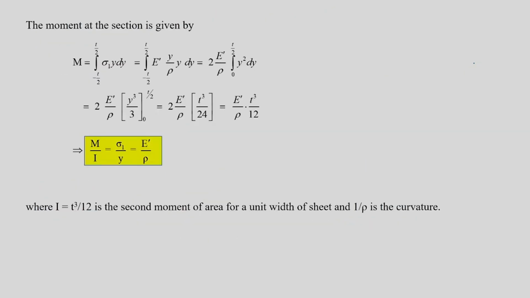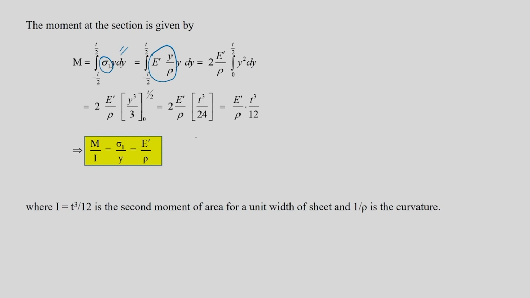So we need to get that moment, and the general equation we already discussed: integral from minus T by 2 to T by 2 of sigma 1 y dy. I was hinting at what will happen to sigma 1 in this particular case. Sigma 1 is nothing but E dash into y by rho, which we just discussed. E dash by rho will come out because they are constants. And minus T by 2 to T by 2 you can take as 0 to T by 2 into 2 because it is symmetric in nature. So, 2 into E dash by rho integral 0 to T by 2 y square dy. You can integrate it.